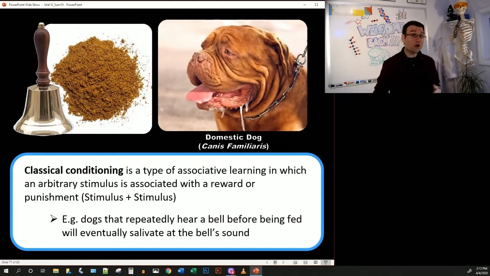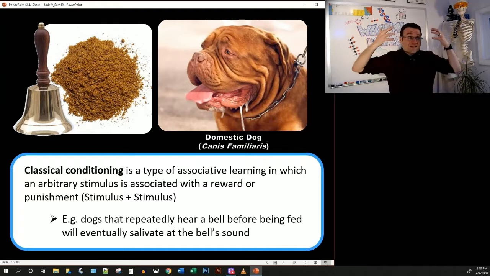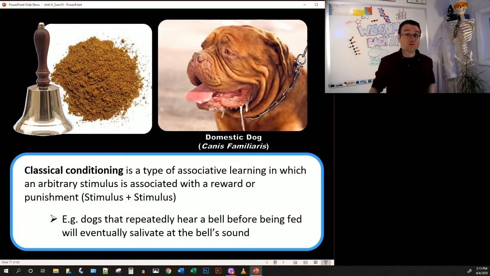For so long, he had been hearing this bell and then producing saliva as a result of the meat powder that he began salivating, gushing drool out of his mouth just because the bell had rung. Now, salivating is not really something a dog can think to do. They can't decide to start drooling all over the place. So that is a physiological response.